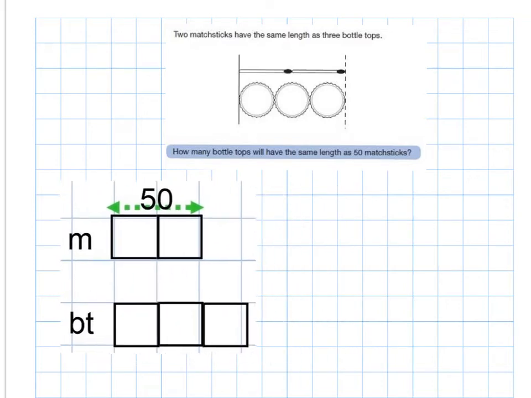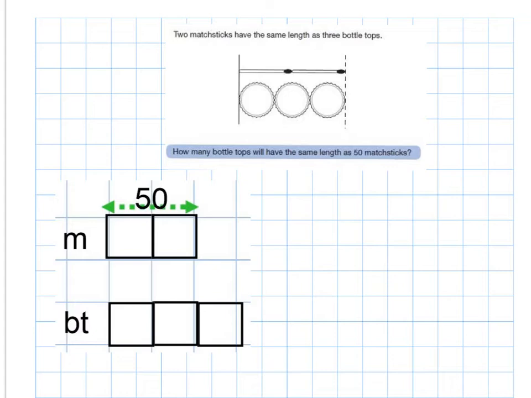Now that's quite a tricky bar model to understand, so you might do it a different way. You might think, well, if I've got two matchsticks in my picture, and that makes three bottle tops, well, 2 times what would give me 50 matchsticks, and I multiply my 3 by the same amount to keep the ratio the same.